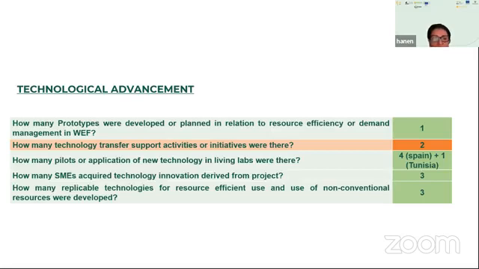How many technology transfer support activities were initiated? Here we think of treatment, for example, and the surrogate model can also be planned as a technology transfer. How many pilots or applications of new technology in living labs were there? Four for Spain and one for Tunisia. 3 SMEs, through the training session, are able to acquire technology innovation derived from this project. And how many replicable technologies for resource efficient use or non-conventional resources were developed? Here we will focus in this project on the development of non-conventional water resources, which will be proposed to substitute the groundwater in the site.